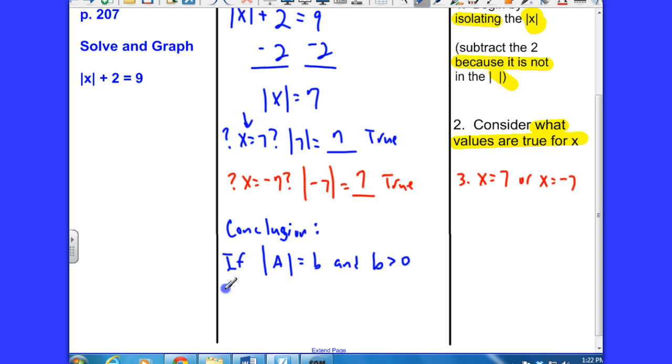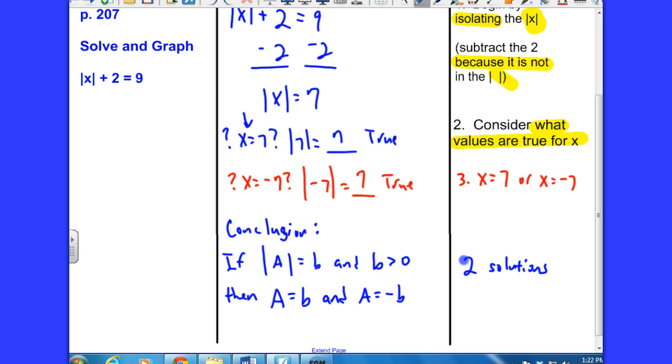If that's the case, then I can say, then a, now notice there's no absolute value there. I've taken the absolute value part away. Okay, so I know that a could be b, but I also know that a could also be negative b. All right, there's two solutions.